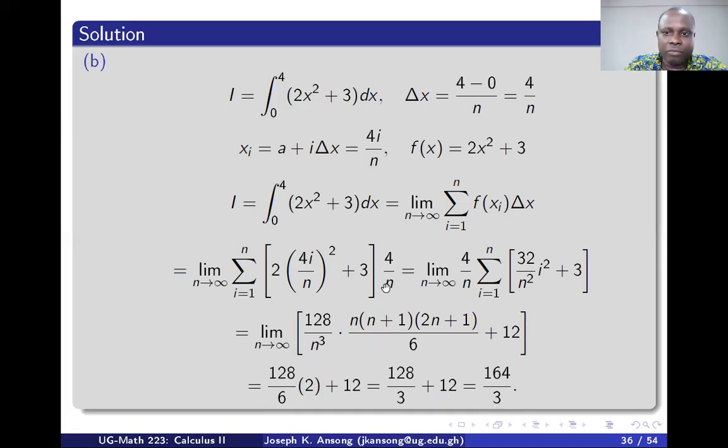From here, I can leave the rest out because this is just algebraic and you have done it in our previous lesson. So you get that. The point is that you can move from this definite integral to using Riemann sums to find the value.